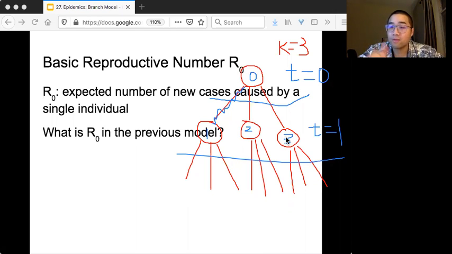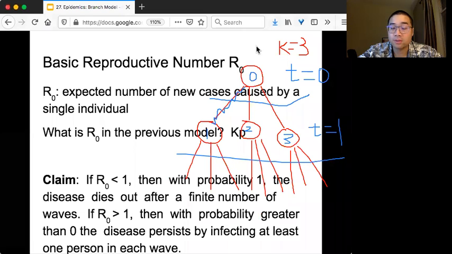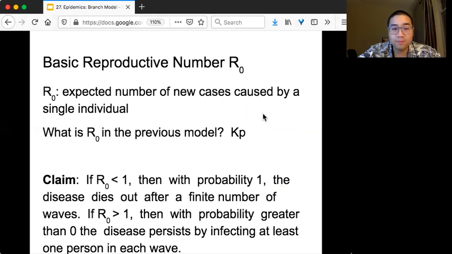So remember, we have K and then we have P. So what would be the R0 in this branch model? R0 is actually K times P, because you flip a coin K times, then how many times are you going to get a head. And if you know something about probability, it's exactly KP. Okay. So that's very simple. That tells you the basic reproduction number.